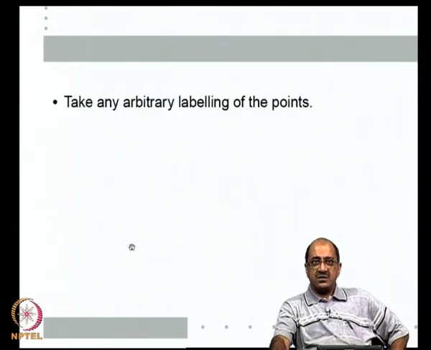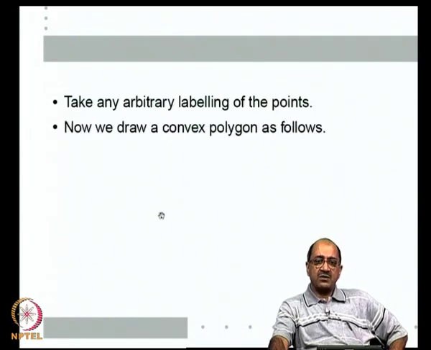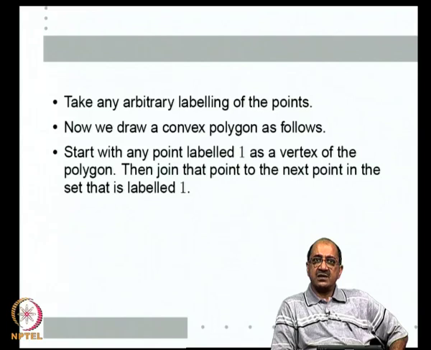Okay. So, I will construct this as follows. I have taken all the m points on a circle. Now, you take any arbitrary labeling of these points. Then I have to draw a convex polygon for it. I will draw it as follows. I start with any point labeled 1 as one vertex of the polygon. Then join that point to the next point in the set that is labeled 1. I will start with a 1 point, then skip over all the zeros, so to say. So, I will find the next point labeled 1 and join this point labeled 1 to the next point labeled 1.